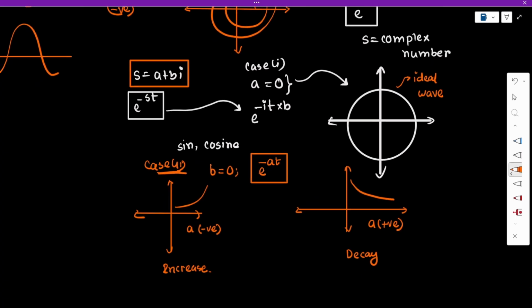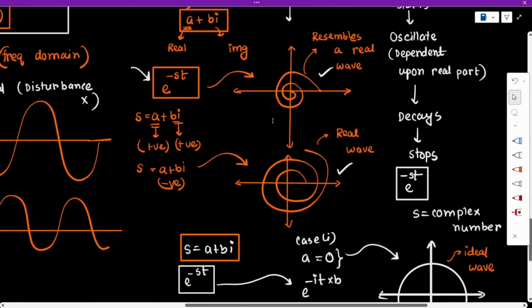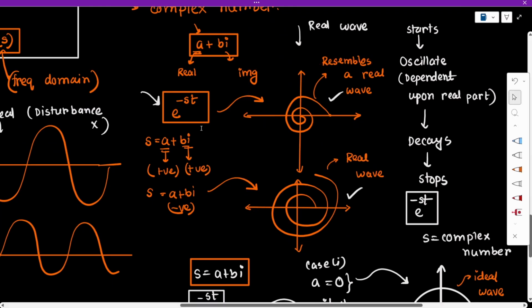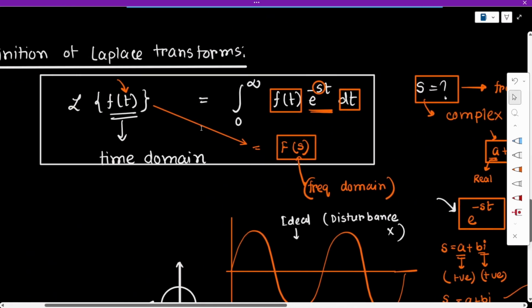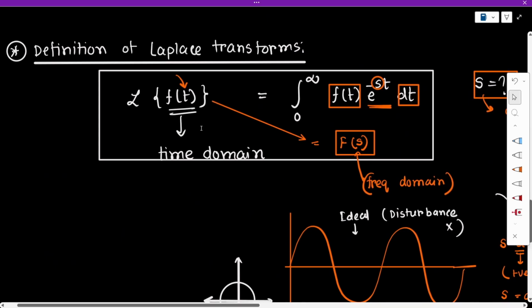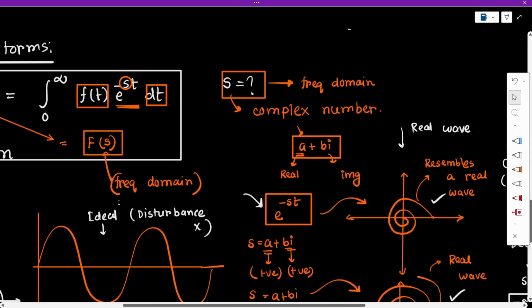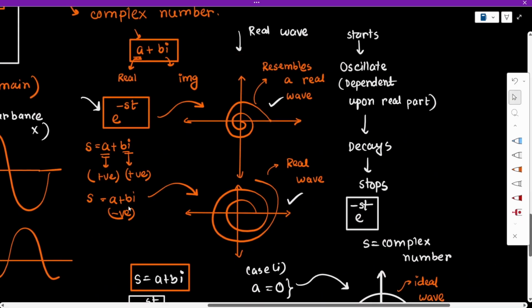So the mixture of these two cases, case number 1, which is a periodic motion for an ideal wave, and case number 2, which is an exponential function decaying or increasing, results in the real wave resemblance. Okay, so that's why we're saying that we have transformed a function in the time domain into its frequency domain, where we can calculate the frequency using the complex number s, because e to the power negative st creates wave-like resemblances. Okay, I hope you understood that much.